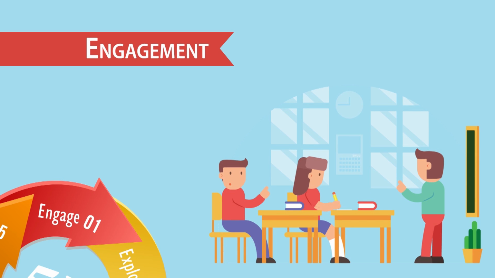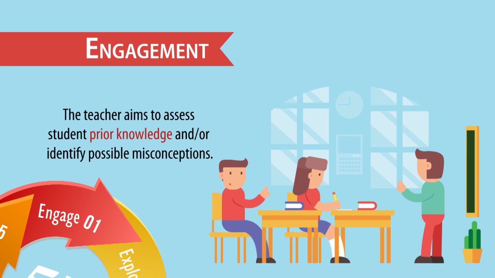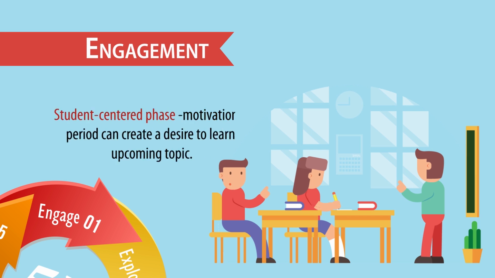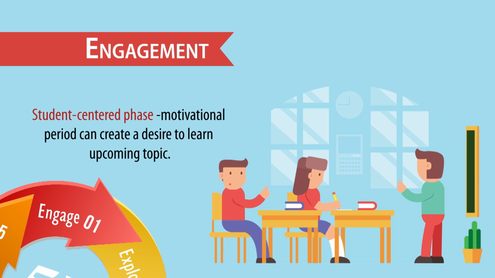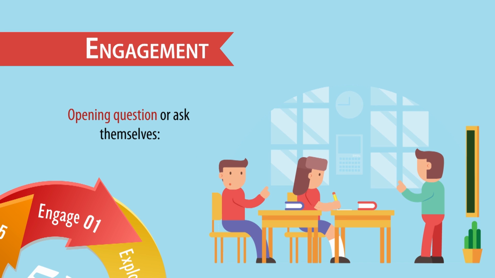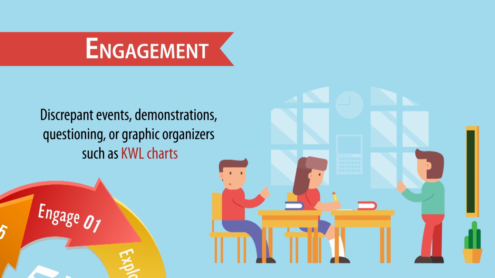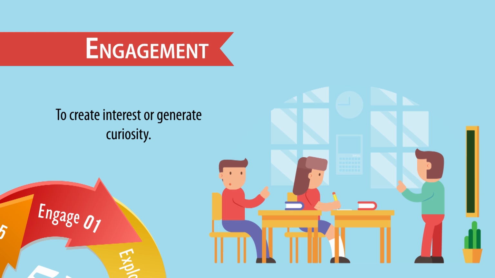What does it mean? In this first phase of the cycle, the teacher aims to assess students' prior knowledge and/or identify possible misconceptions. This student-centered phase should be a motivational period that can create a desire to learn more about the upcoming topic. Students may brainstorm an opening question or ask themselves, "What do I already know about this topic?" Discrepant events, demonstrations, questioning, or graphic organizers such as KWL charts may be included to create interest or generate curiosity.